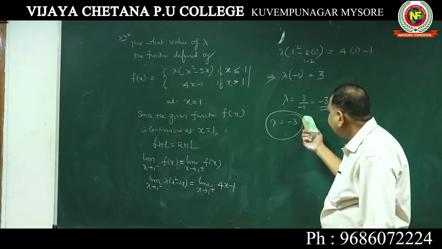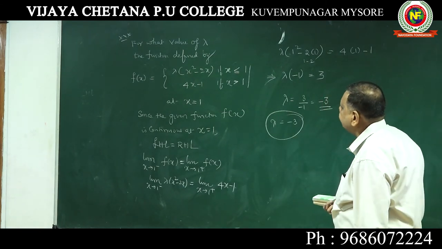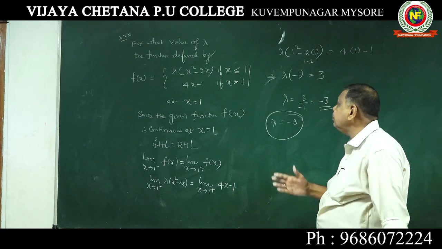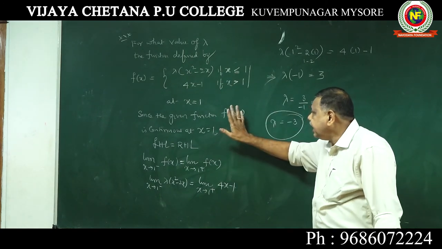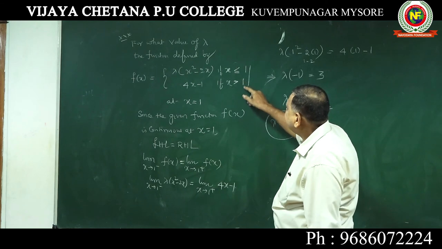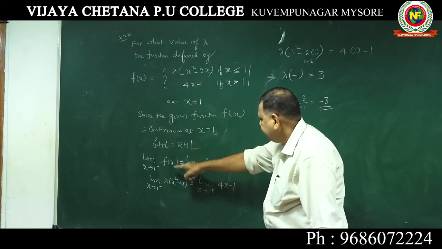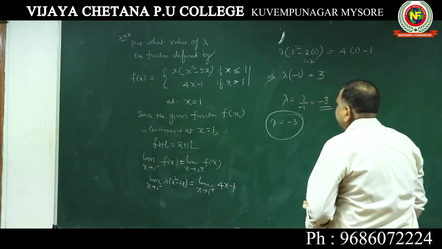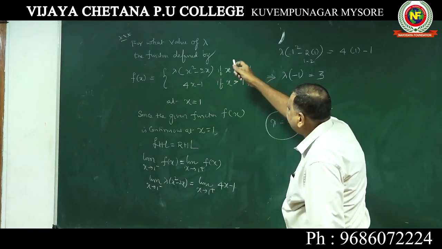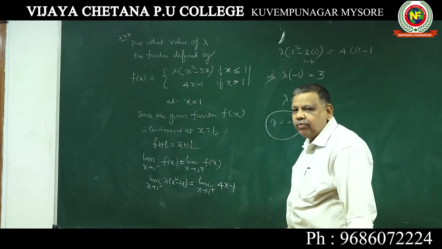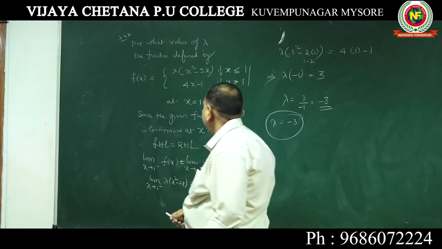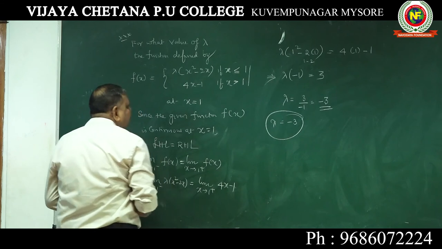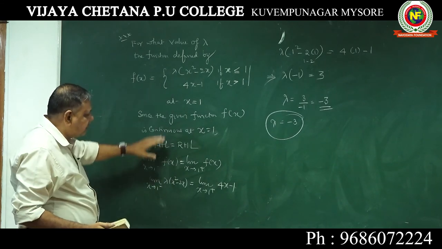For what value of lambda? Suppose it is a question with 2, then check at x equal to 2, either 2 mark of echo. Substituting is the same thing. So you can work it out and tell me; the same problem you can take, for what value of lambda. Please practice this, and take it down.